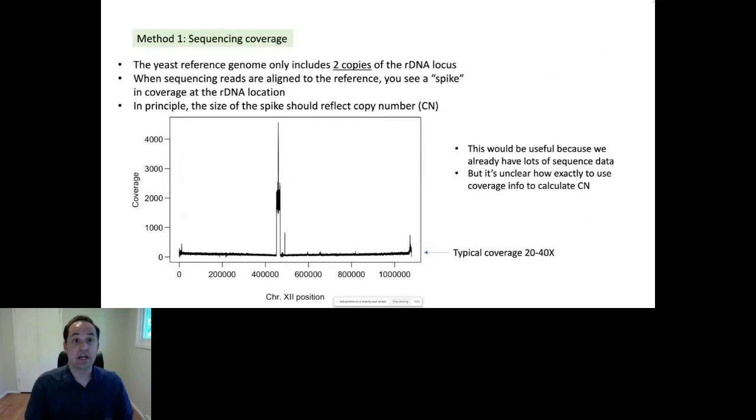There's a couple of methods that we could use to assess copy number. We do already have sequence data, so we could look at sequencing coverage. This is the kind of thing that you see if you do that. The reference genome doesn't have 100 copies of this locus in it. It only has 2. And so what you'll see is a really big spike in coverage right at that location. And in principle, the size of that spike should reflect the copy number, how many copies actually underlie that repetitive region. This is great because we already have all the sequence data, but it's been unclear for researchers how exactly to use this coverage spike to calculate copy number.